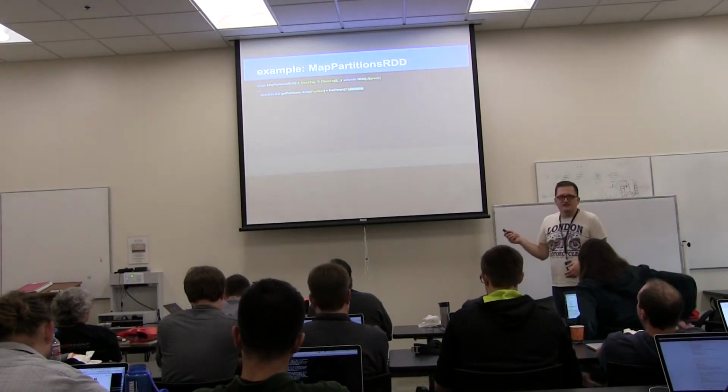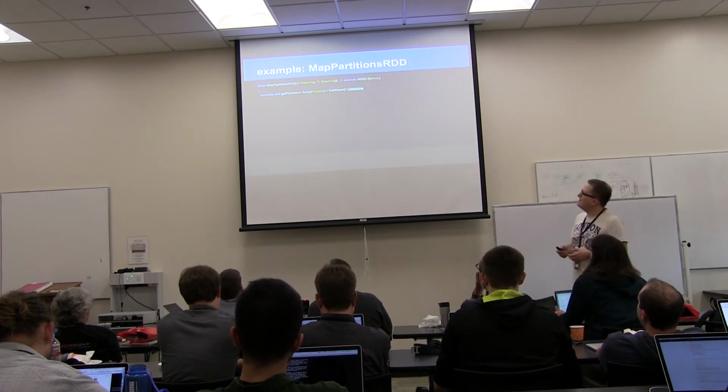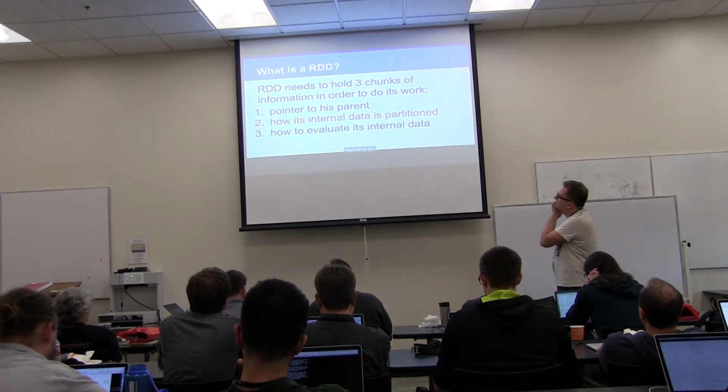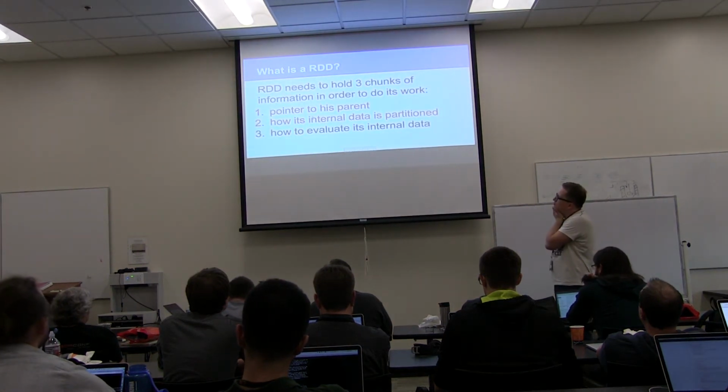So this is the implementation. That's all. That's it. Take the first parent and just call partitions on it. All the implementation. All right. So, a pointer to a parent.